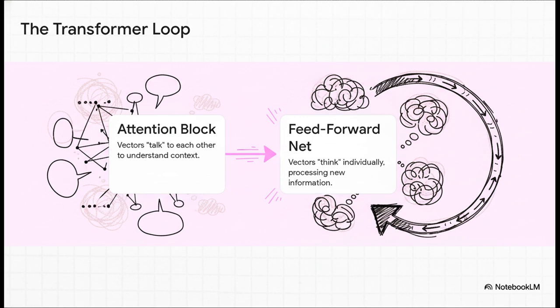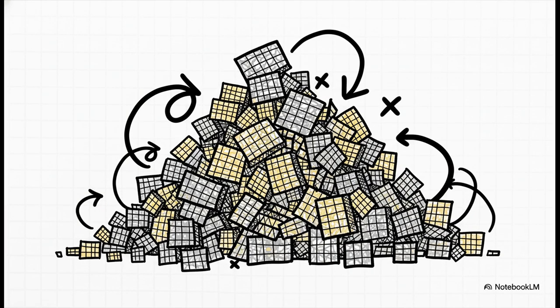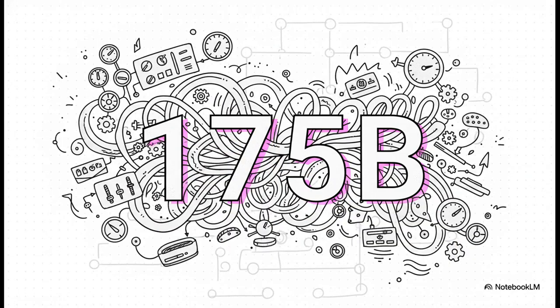Then, in the feed-forward layer, each word takes that new information and thinks about it on its own. Now, for all this fancy talk of talking and thinking, what's really happening under the hood? It's just math. Pure mathematics. It's a massive cascading series of matrix multiplications, transforming these vectors again and again and again. And the scale is just hard to even comprehend.